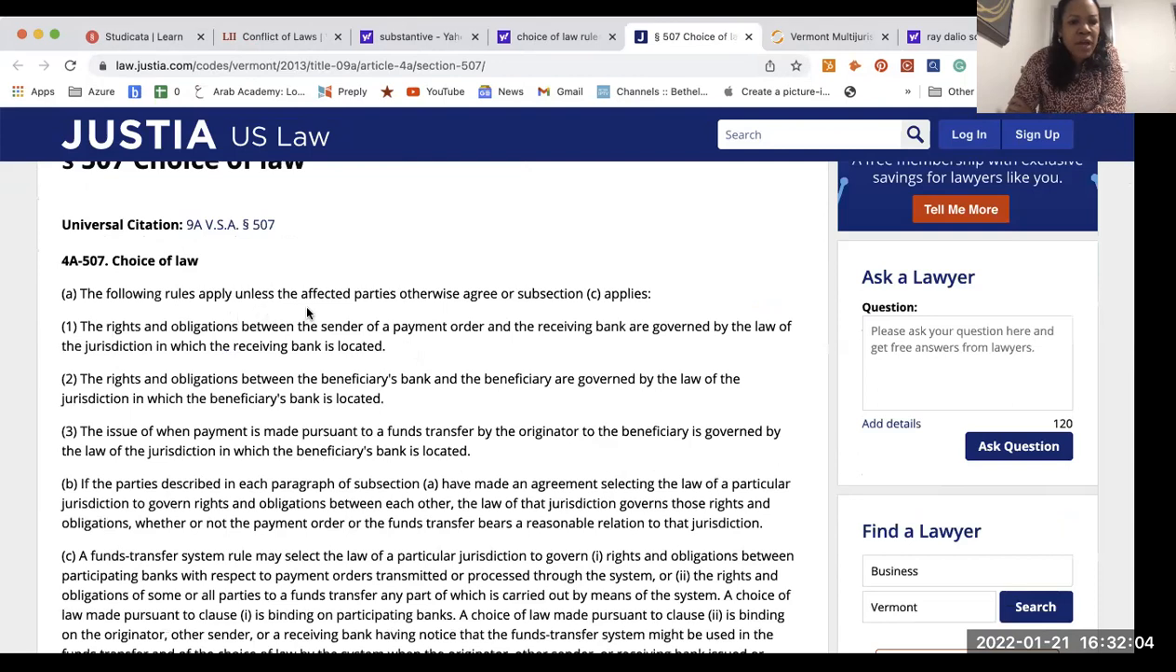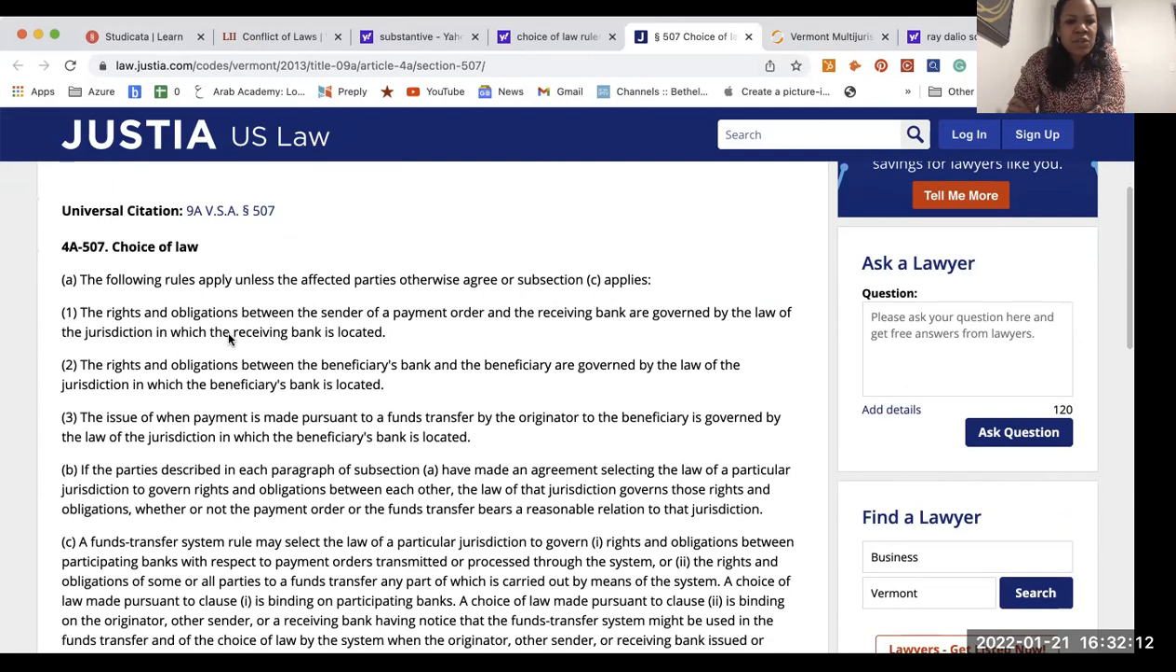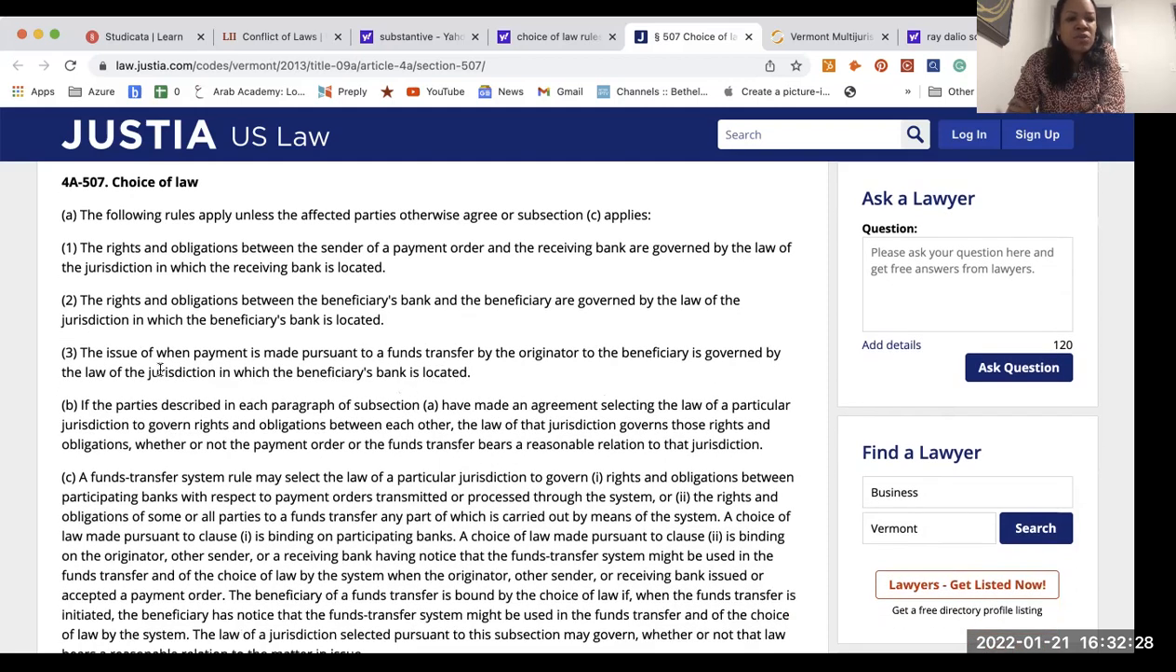The following rules apply unless the affected parties otherwise agree to subsection C applies. The rights and obligations between the sender of a payment order and the receiving bank are governed by the law of the jurisdiction in which the receiving bank is located. The rights and obligations between the beneficiary's bank and the beneficiary are governed by the law of the jurisdiction in which the beneficiary's bank is located. The issue of when payment is made pursuant to a funds transfer by the originator to the beneficiary is governed by the law of the jurisdiction in which the beneficiary's bank is located.